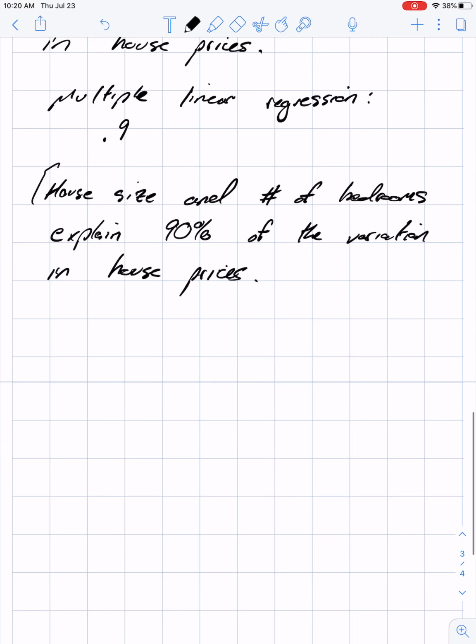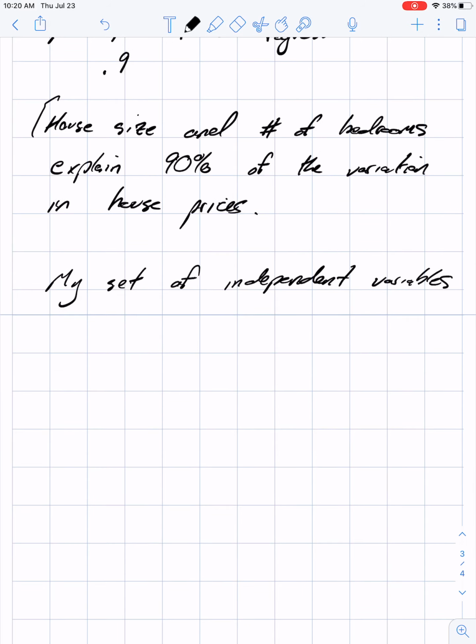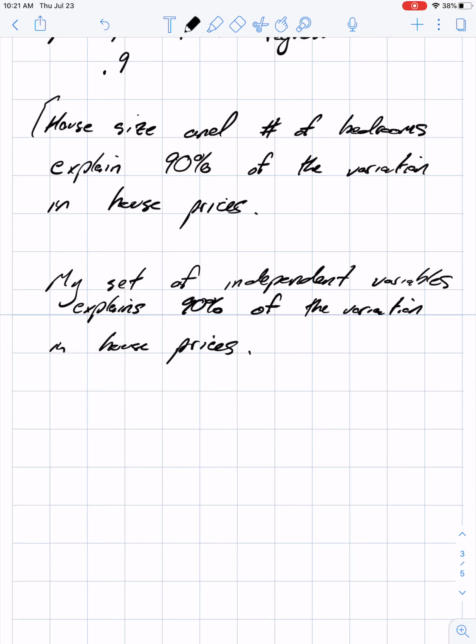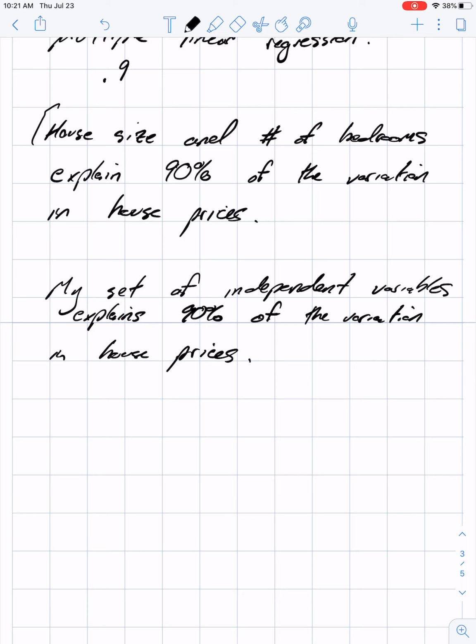So you can always say, my set of independent variables explains 90% of the variation in house prices. With two independent variables, I think it'd probably be better to list them. As you get to 3, 4, 5, it'd probably be better to go with this second interpretation. You can choose. I won't punish you for either.